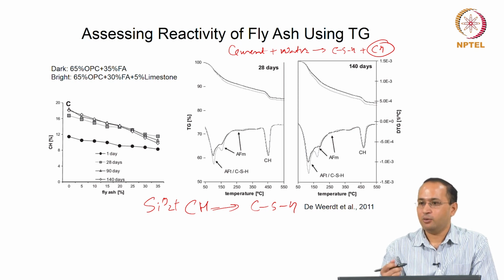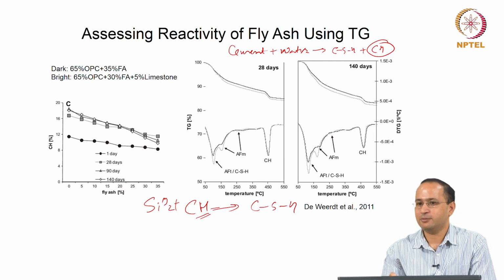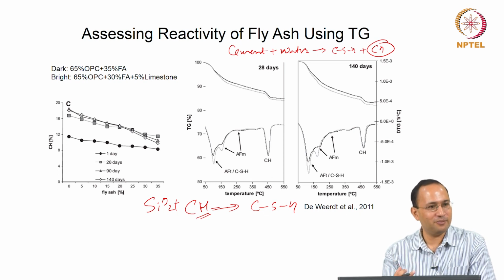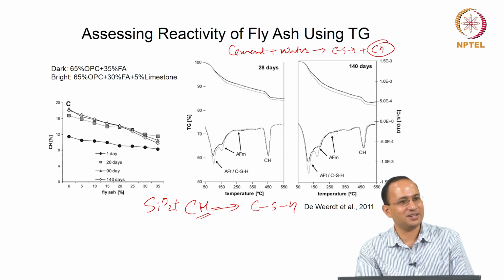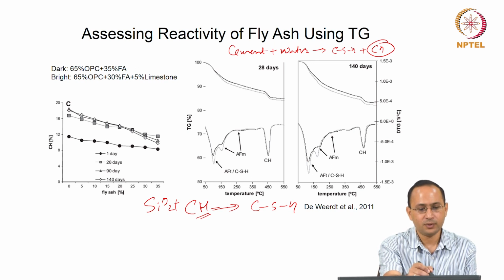So, now it tells you how to assess the reactivity of fly ash. If you could measure calcium hydroxide, that will tell you how reactive the fly ash is, because if it is reactive, it will react with calcium hydroxide and decrease the amount. It will react at a faster rate, and then there will be a reduction in the amount of calcium hydroxide. So, that is what you see. So, let us see here.